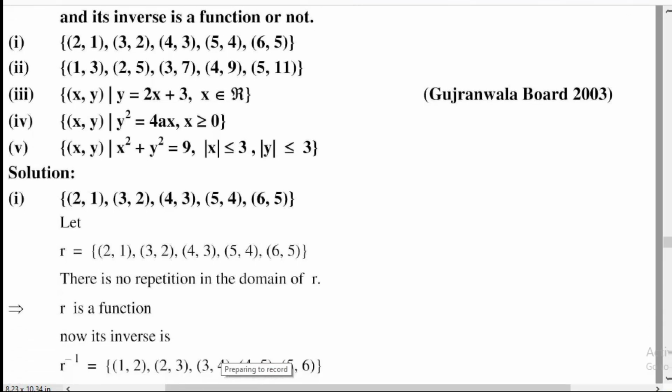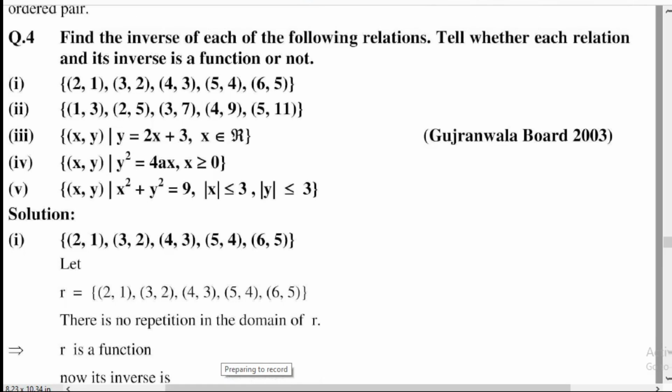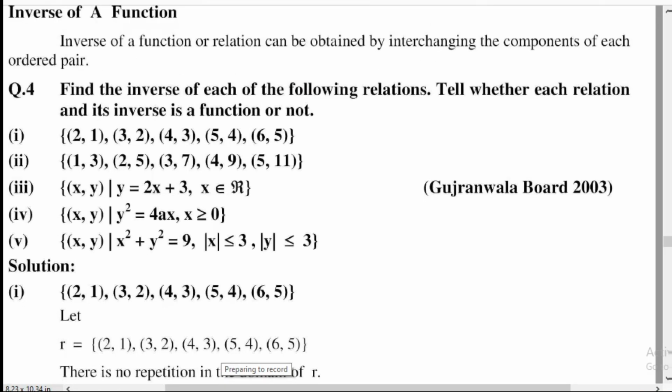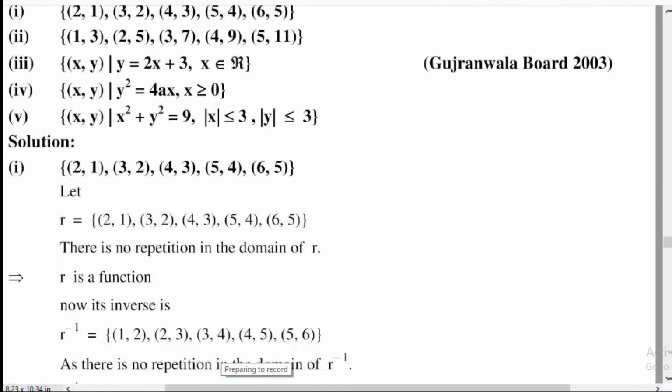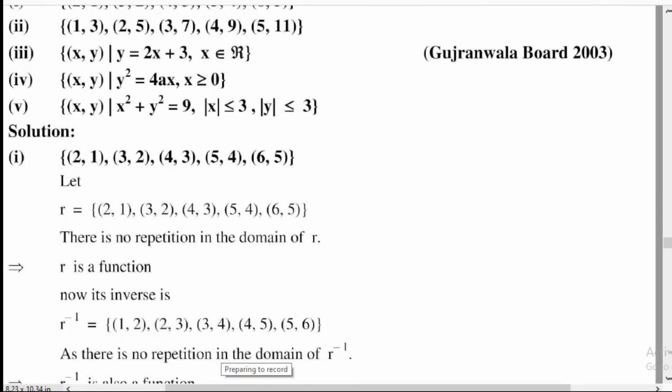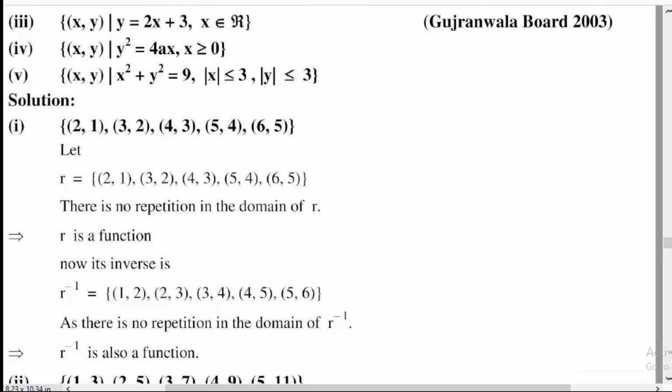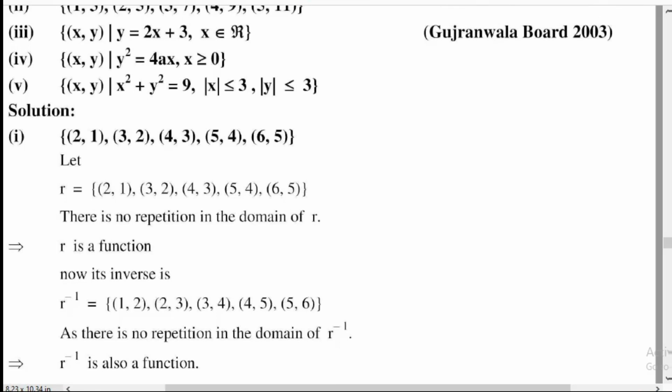Now its inverse is obtained by interchanging the components of the ordered pairs. So R inverse is equal to: (2,1) interchanged gives (1,2), (3,2) interchanged gives (2,3), (4,3) interchanged gives (3,4), (5,4) interchanged gives (4,5), (6,5) interchanged gives (5,6). As there is no repetition in the domain of R inverse, R inverse is also a function.